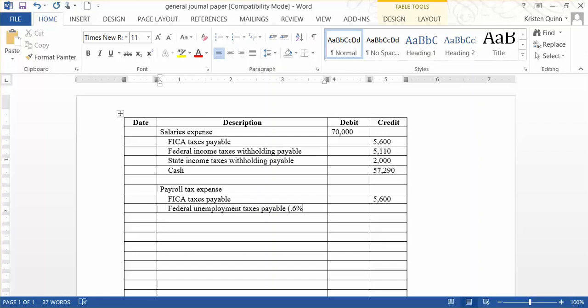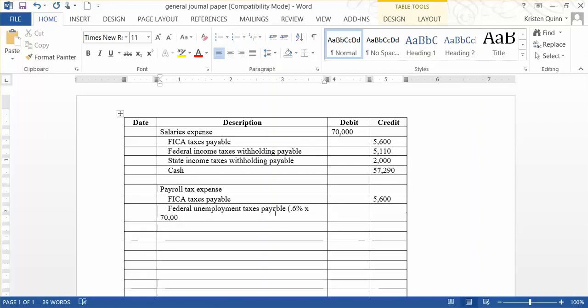So please keep in mind that that's a percentage. 0.6 in our calculator would be 60%. This is 0.6%. So to convert that to a decimal, we'd have to move our decimal place and make it 0.006. And they told us that all of our gross earnings were subject to that federal unemployment tax. So that means we owe $420 for federal unemployment.